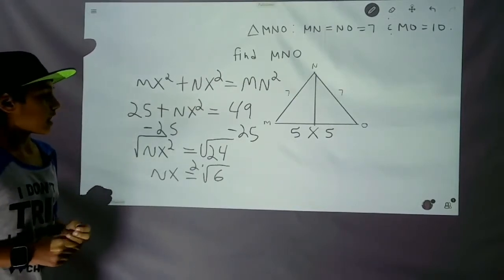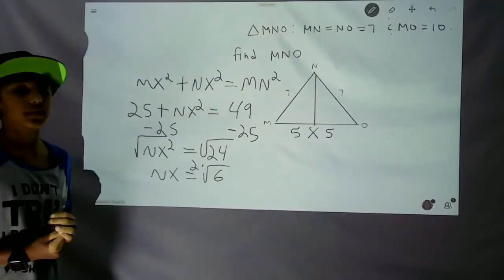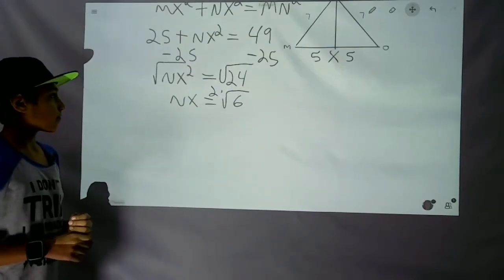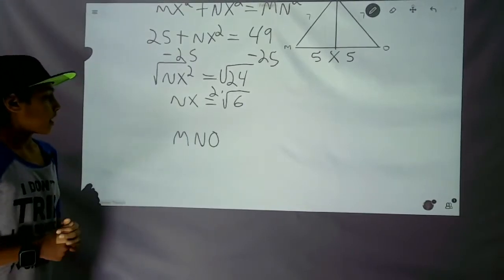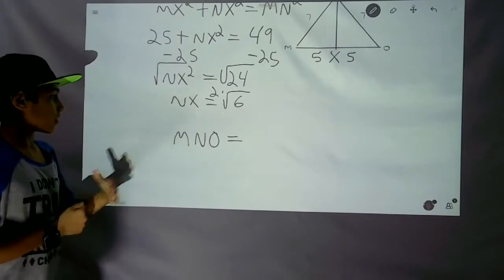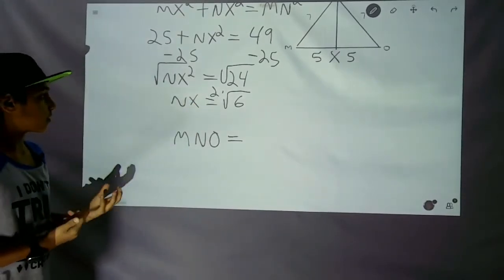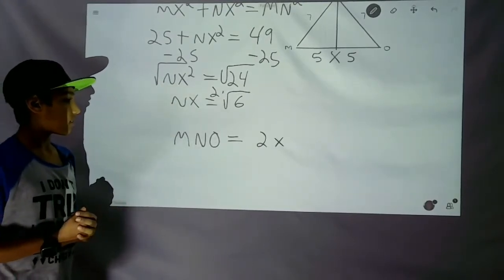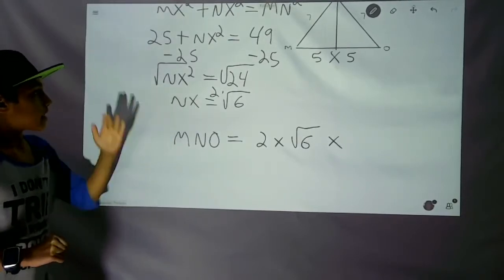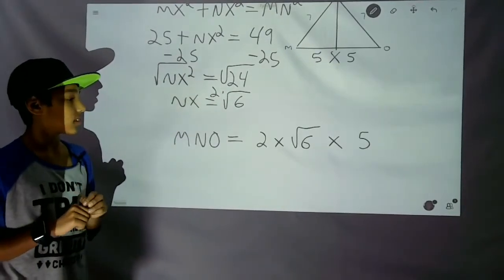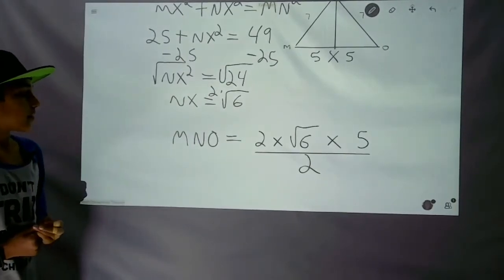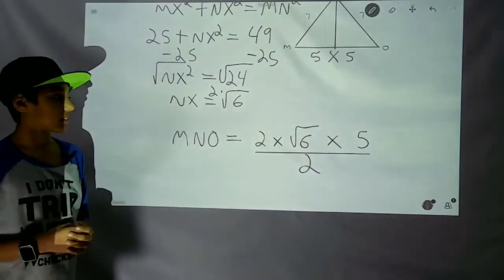To find the area, we need the height times the width divided by 2 since this is a triangle. So we write MNO is equal to the height, which is nx, which is 2 times the square root of 6, and then times the width, which is 5, and divided by 2. And we have, well, times 10. The width is 10, not 5.